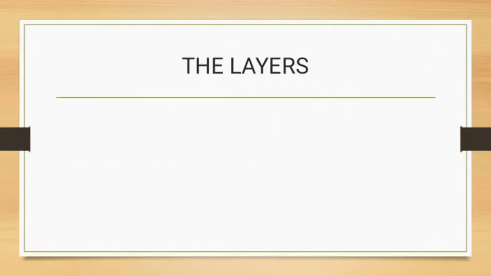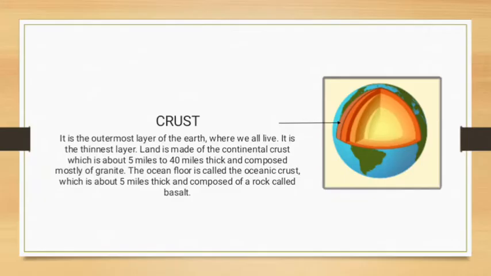So here are the layers. The crust. It is the outermost layer of the Earth where we all live. It is the thinnest layer. Land is made of the continental crust, which is about 5 miles to 40 miles thick and composed mostly of granite. The ocean floor is called the oceanic crust, which is about 5 miles thick and composed of a rock called basalt.